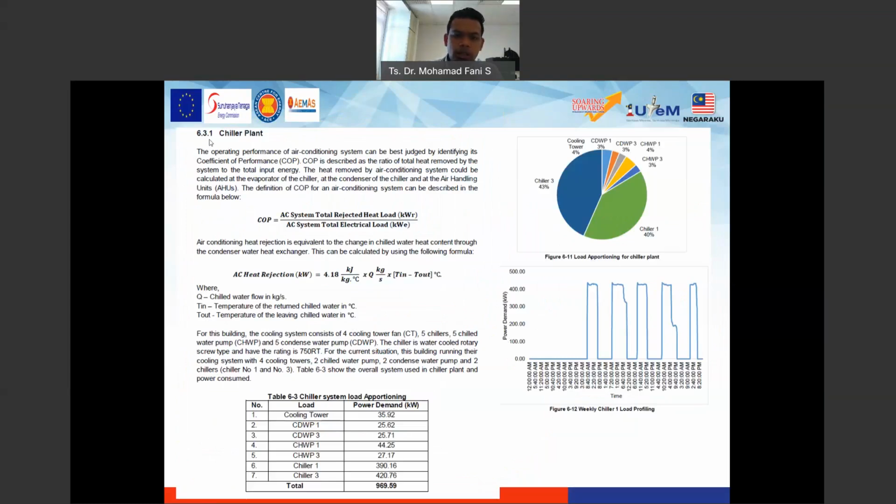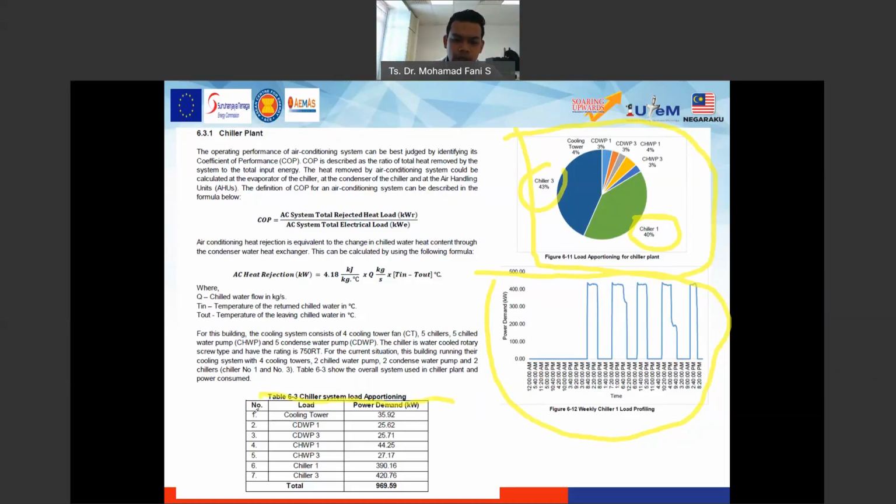Okay, to get the real measurement for the cooling system, for the chiller plant, we come up with the load opportunity for the chiller plant. For example, chiller 1, chiller 3. This one is all about the active system. No need to measure the non-active system because it is shut down. So during the audit, measure only the active system, and we come out with the load opportunity, something like this, and we come out with the profiling as well.